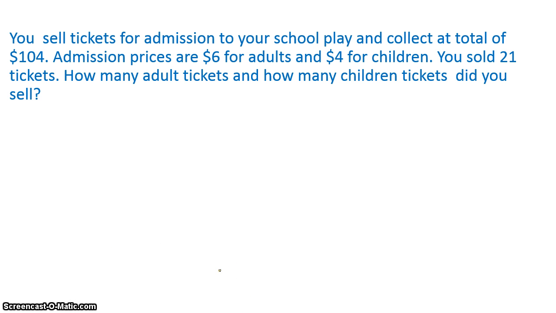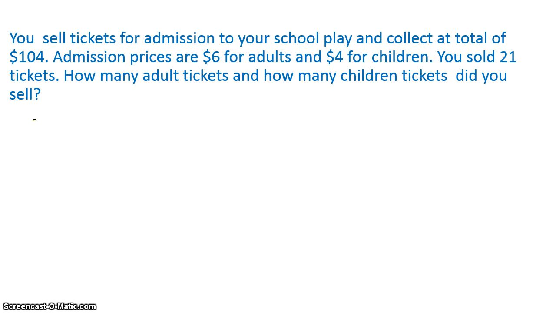All right, you sell tickets for admission to your school play, and you collect a total of $104. Admission prices are $6 for adults and $4 for children. You sold 21 tickets. So here's our question: how many adult tickets and how many children tickets did you actually sell?